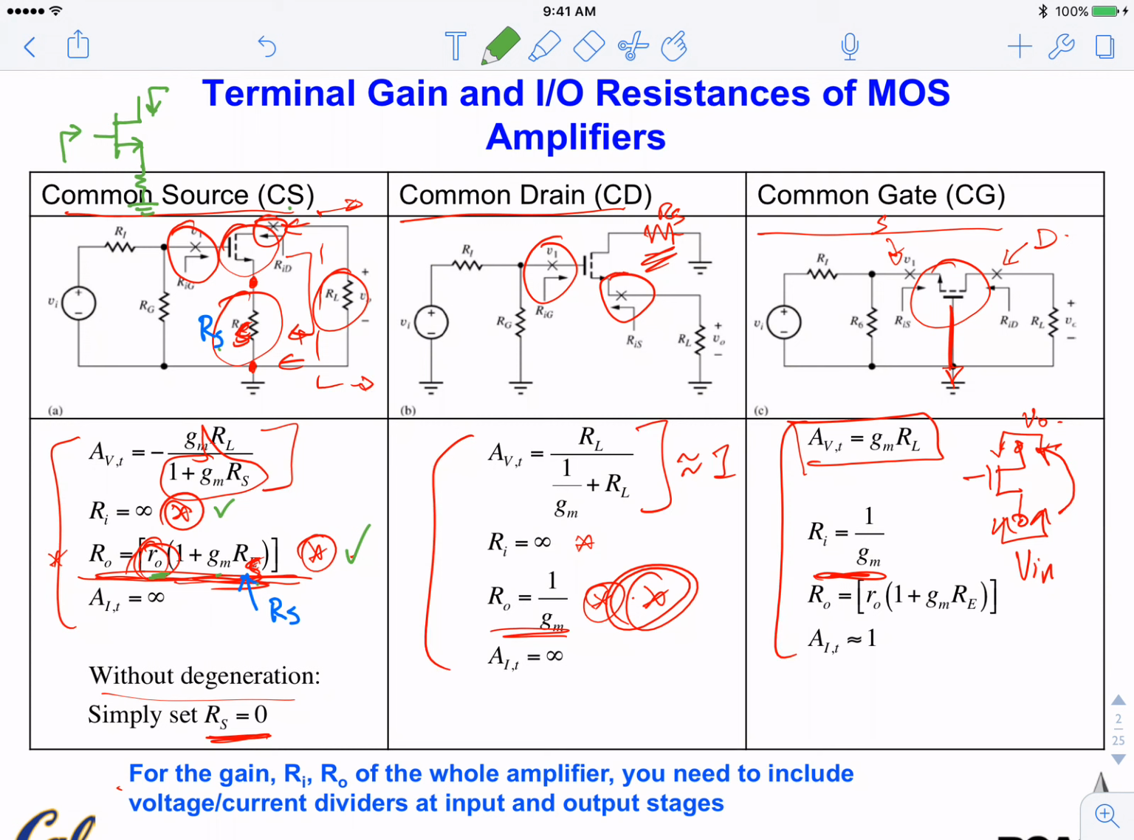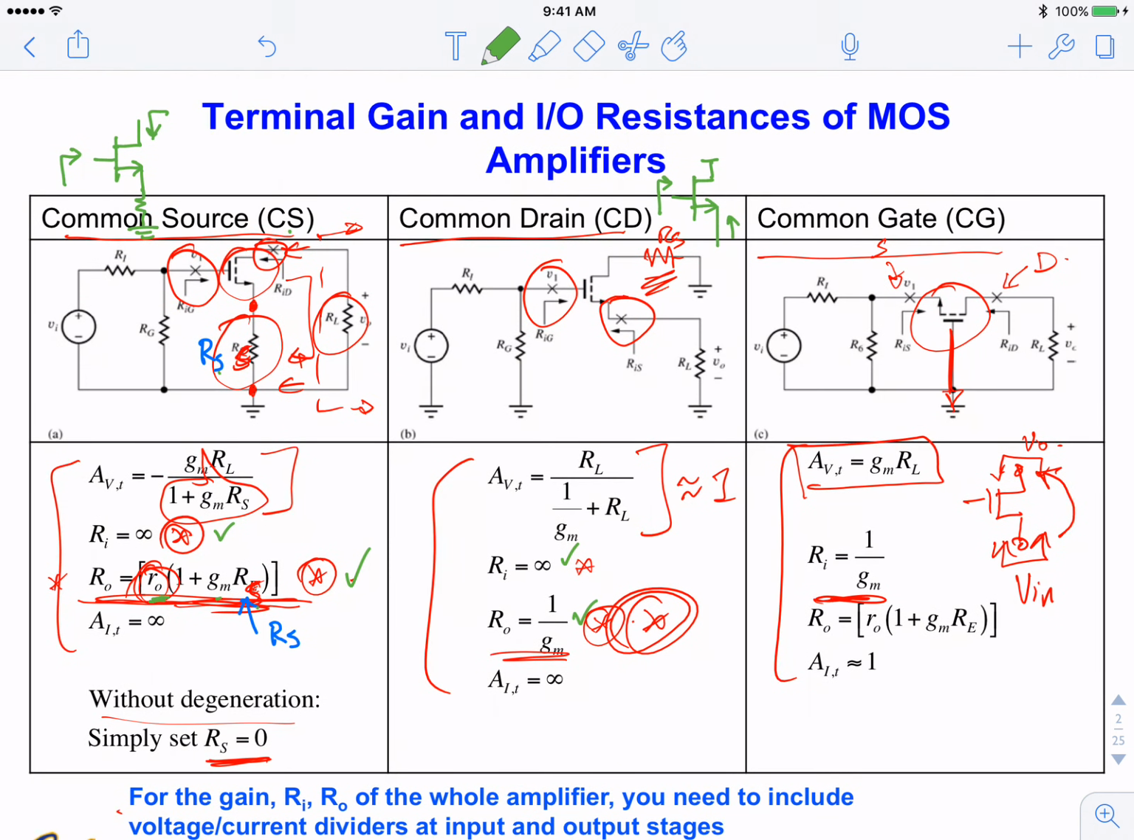And if we look at common drain, common drain is like this. And input, again, that's infinity, check. Output will be looking into the source, that's 1 over GM, so check. And gain is, well, almost like common drain with source. So gain you can always analyze. Input output is useful if you have an intuitive feel.